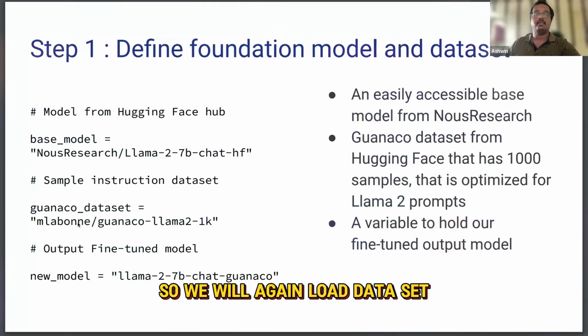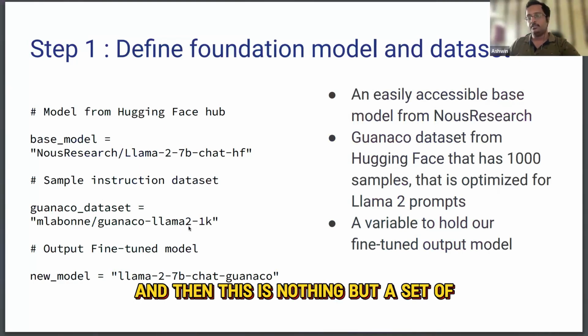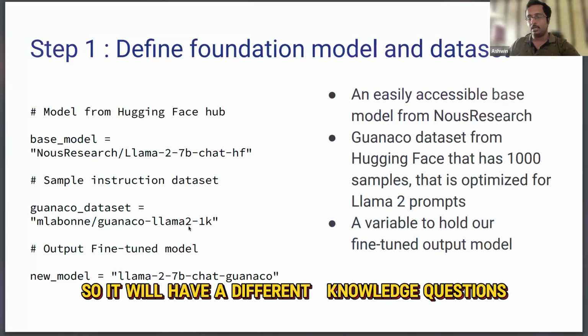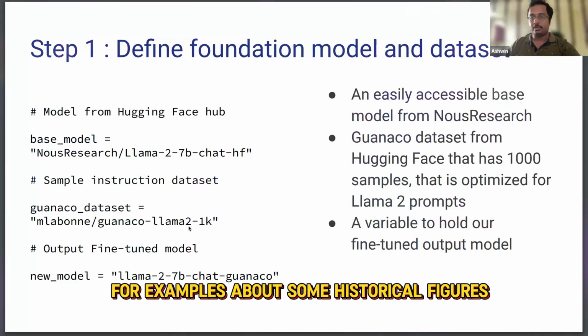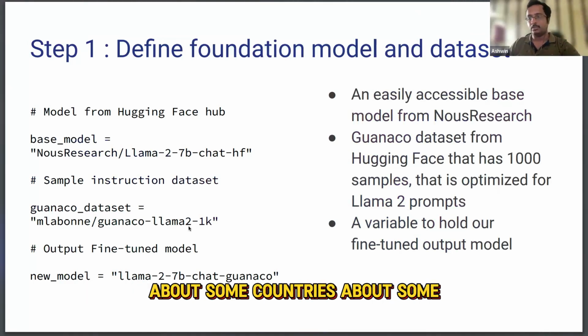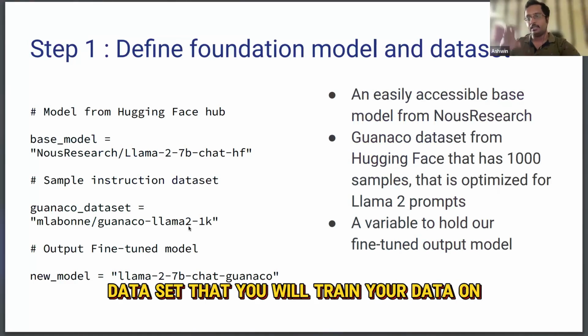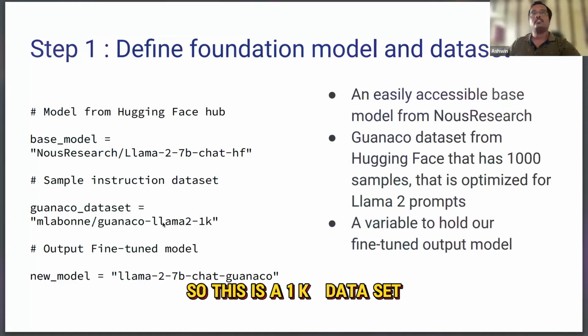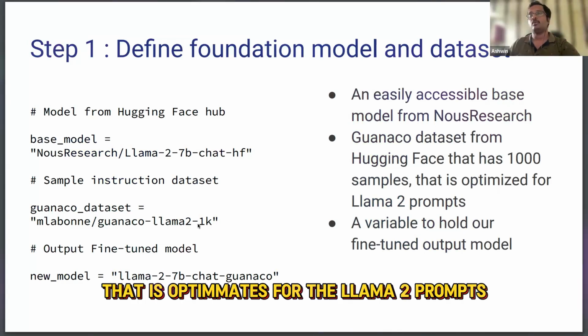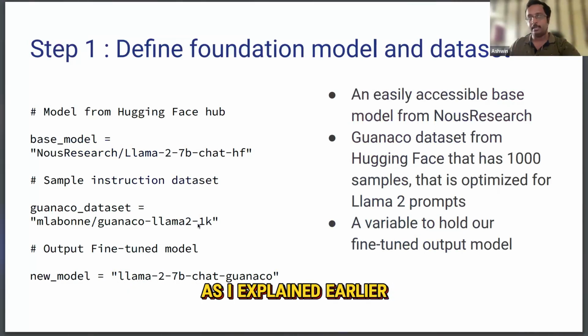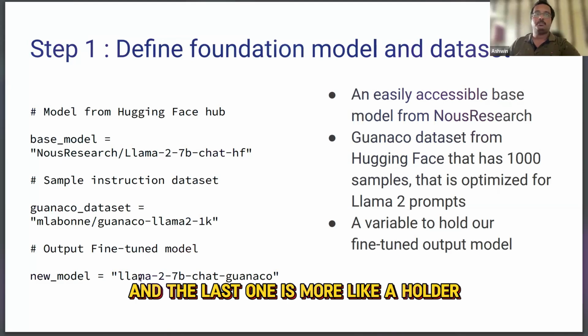Okay. So the next one is the instruction data set. We will again load a data set which is optimized for Llama 2, and this is nothing but a set of question and answer pairs. It will have different knowledge questions, for example, about some historical figures, about some countries. So it's basically a sample training data set that you will train your model on. This is a 1K data set, so it's 1,000 samples optimized for the Llama 2 prompts, as I explained earlier.